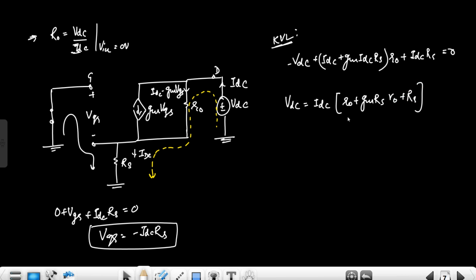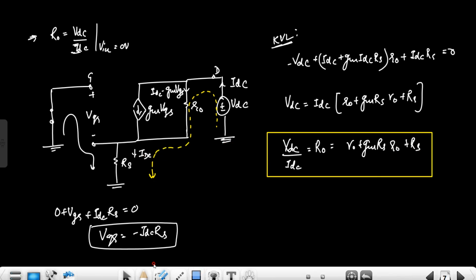This is the expression. So VDC upon IDC is the internal output resistance. It is this result, that is R0 plus GM RS R0 plus RS. This is the result that we got for the internal output resistance. Now, if this R0 is infinite, then we can see that the internal output resistance will also be infinite, right?